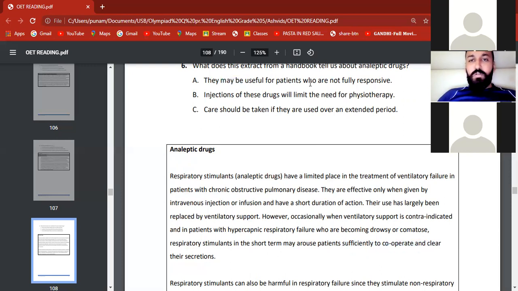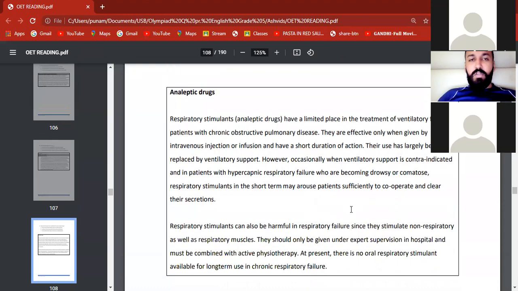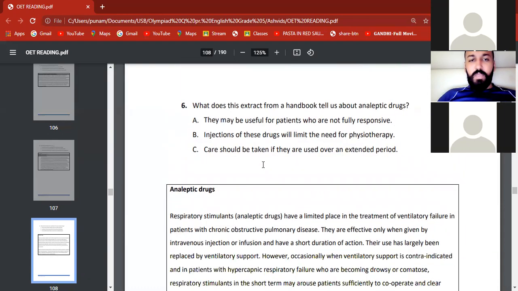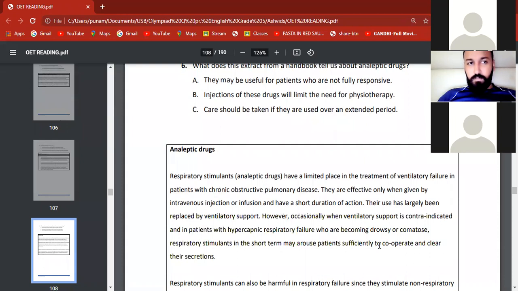So it may be useful for patients who are not fully responsive. Not fully responsive matches drowsy or comatose. May arouse patients who are not responsive, and clear their secretions. So I think A is the answer. One more thing: they mention becoming drowsy or comatose, and here, not fully responsive. So not fully responsive is also related to drowsy or comatose.